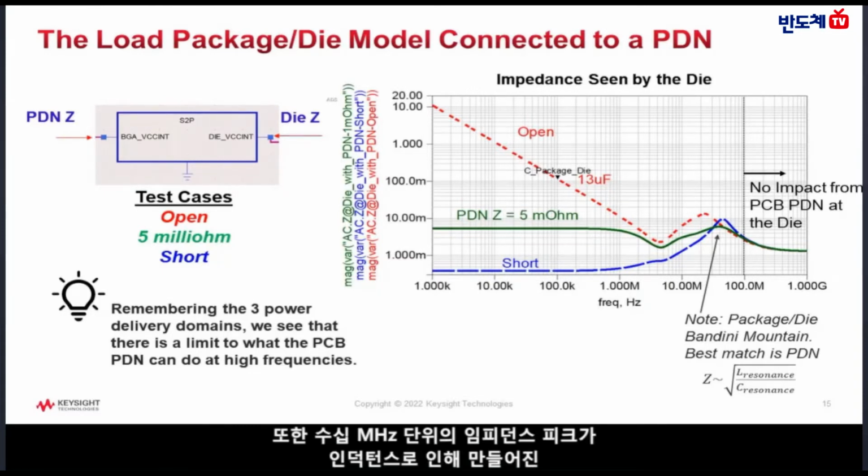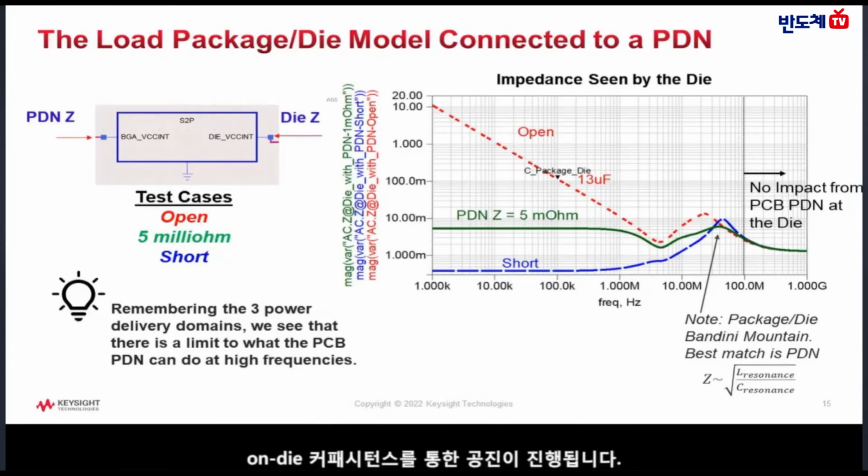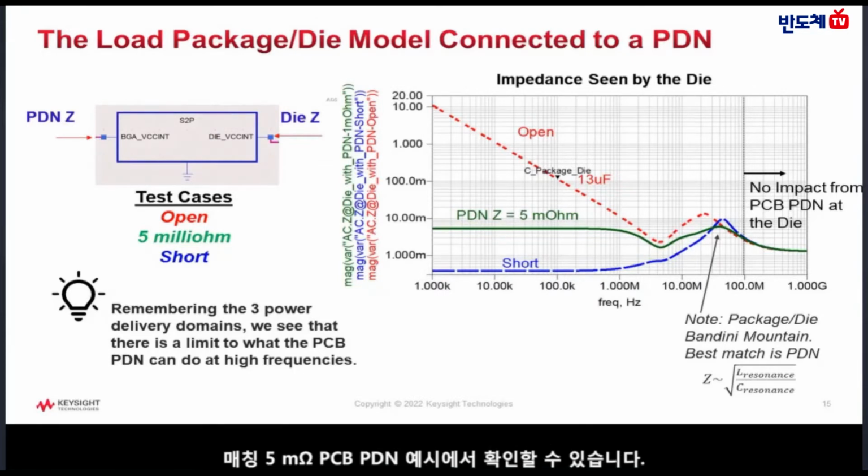There is also an impedance peak in the tens of megahertz showing the Bandini mountain caused by the inductance of getting from the package into the die and resonating with the on-die capacitance. It is very interesting to note that the real resistance of the PCB PDN can help to reduce this peak as shown by the matched 5 milliohm PCB PDN example versus the ideal short in blue.